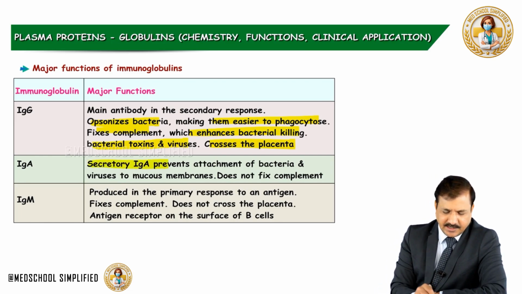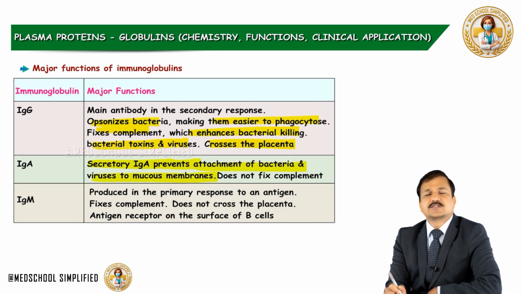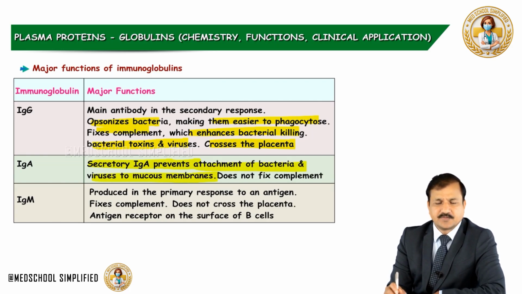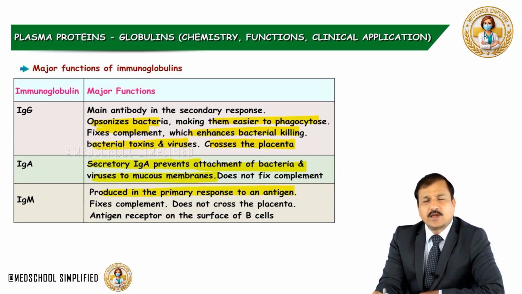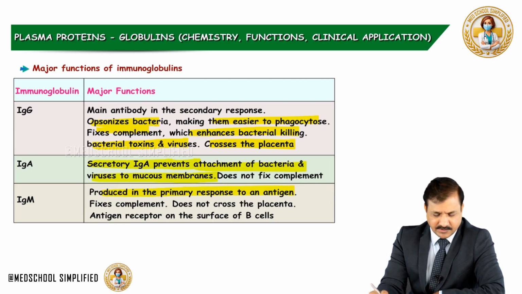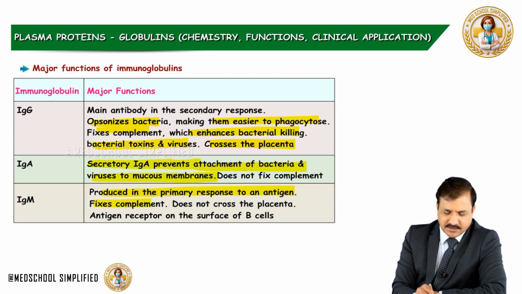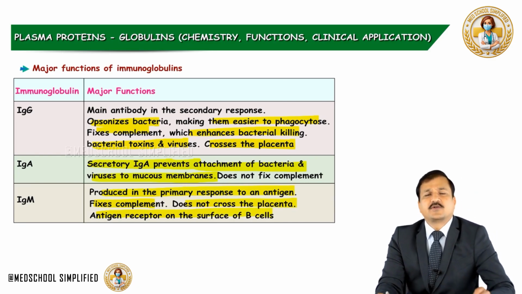IgA is a secretory immunoglobulin which prevents attachment of bacteria and viruses to mucous membrane, and IgA does not fix complement. Coming to IgM, IgM is produced as a primary response to antigen, while IgG is produced as a secondary response to antigen that we have seen already. IgM fixes complement, it does not cross the placenta, and the antigen receptor on the cell surface of B cells is found with IgM.